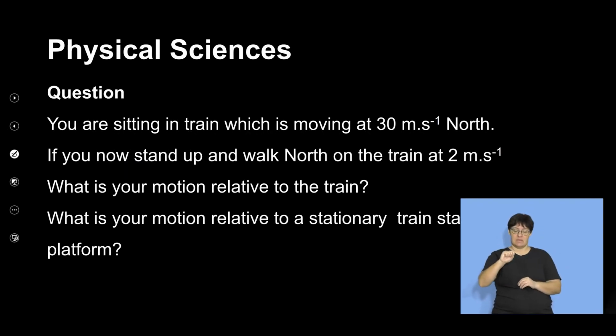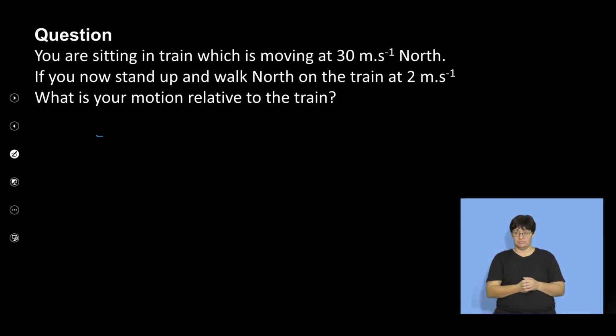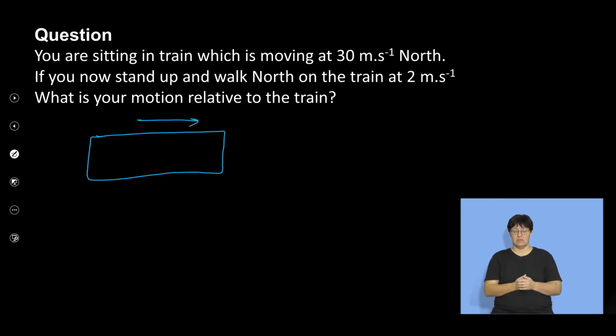Now we're still sitting in the train, going at 30. You now stand up and walk north on the train at 2 meters per second. What is your motion relative to the train? What is your motion relative to the stationary train station? So, the difference is now we've got the train. Train's moving at 30. And now you decide that you need to go for a walk. Inside the train, you are going 2 meters per second north. When you were just sitting, your motion was 0. Now you get up and you start walking.